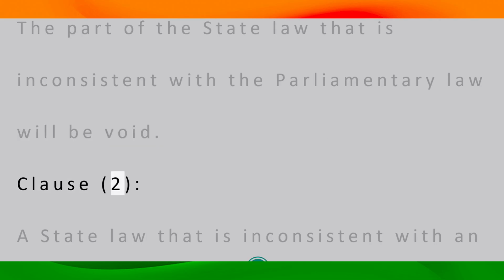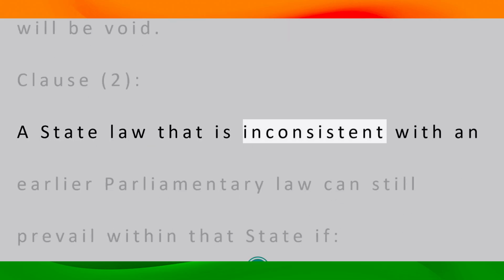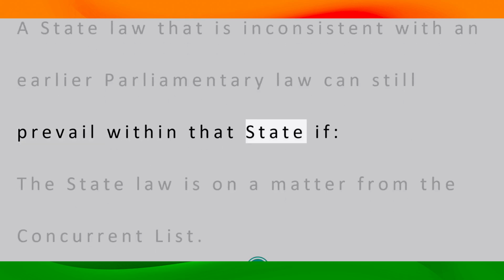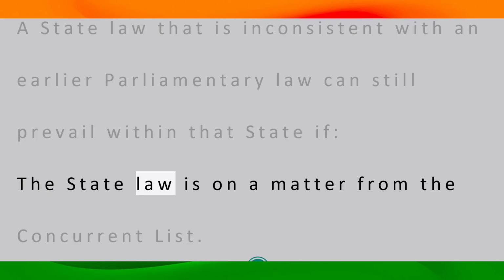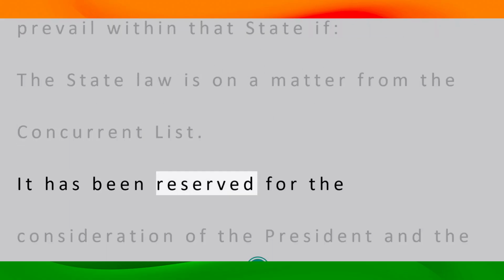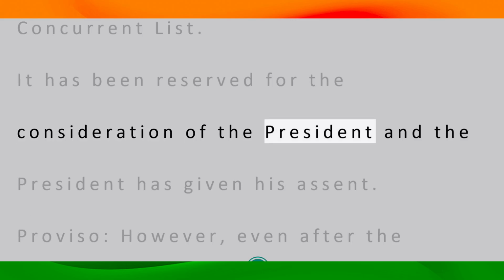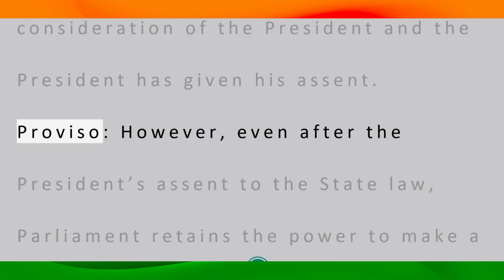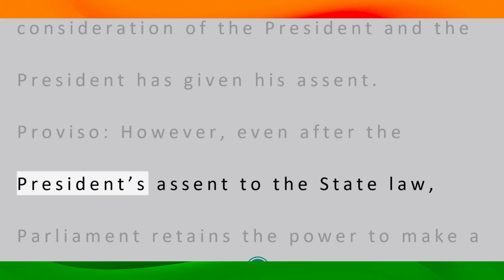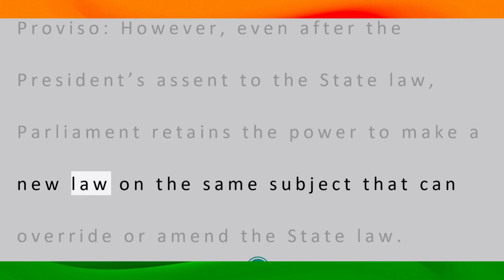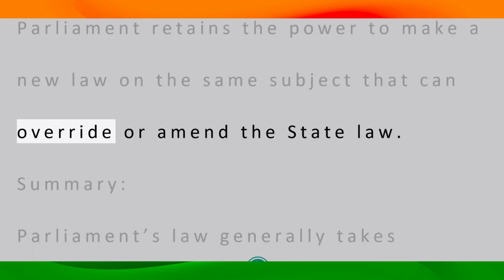Clause 2. A state law that is inconsistent with an earlier parliamentary law can still prevail within that state if the state law is on a matter from the Concurrent List, it has been reserved for the consideration of the President, and the President has given his assent. Proviso: however, even after the President's assent to the state law, Parliament retains the power to make a new law on the same subject that can override or amend the state law.